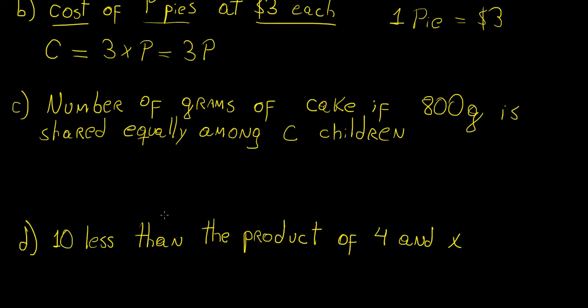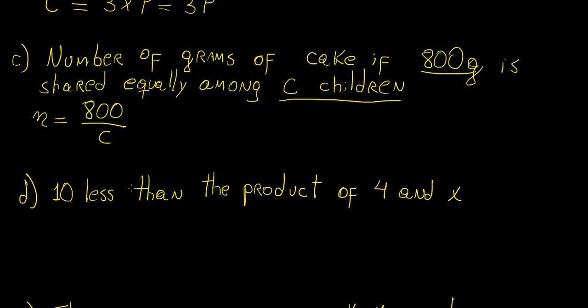Then for this one, we're going to have to calculate the number of grams of a cake if 800 grams is shared equally among C children. So we're going to divide 800 grams of cake equally among C children. So we have a number C of children and then the number of grams of cake. So let's say that the number of grams of cake needed per child is going to be that. Then we have a total of 800 grams. And now we have C children, so if we want to divide, we're just going to have to write it like that.